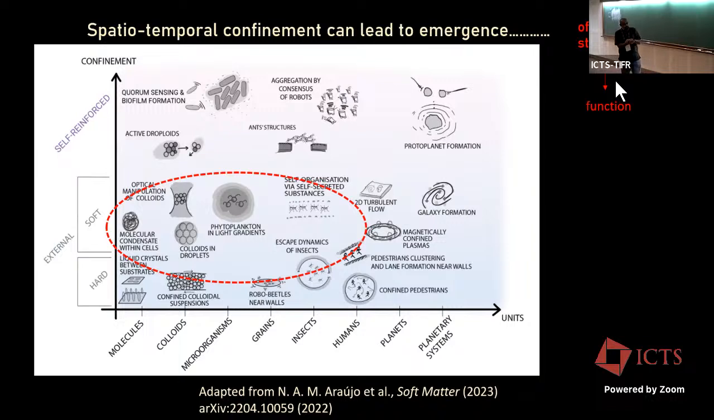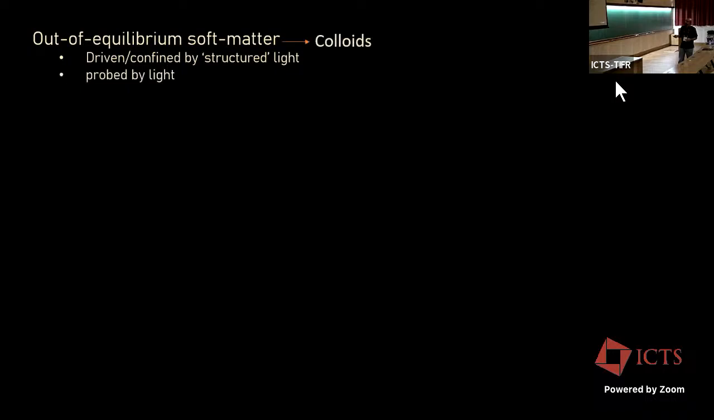But what is of interest in this particular lecture is to ask not only about the emergence of dynamic structures, but that there can potentially be some function to that particular confinement effect. And that is something I would want to emphasize a little bit more, where you can also enable some functions through this confinement process. So, out of equilibrium soft matter systems, essentially driven and confined by structured light. This is what I'm going to mainly define.